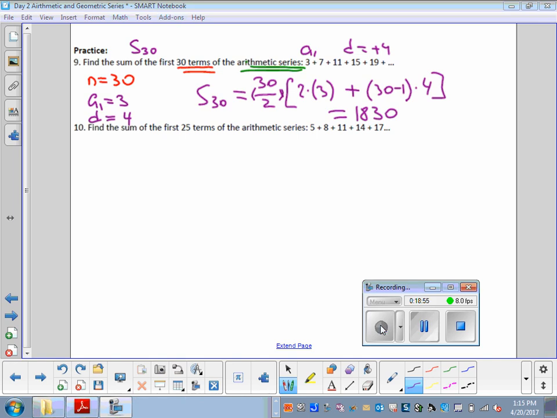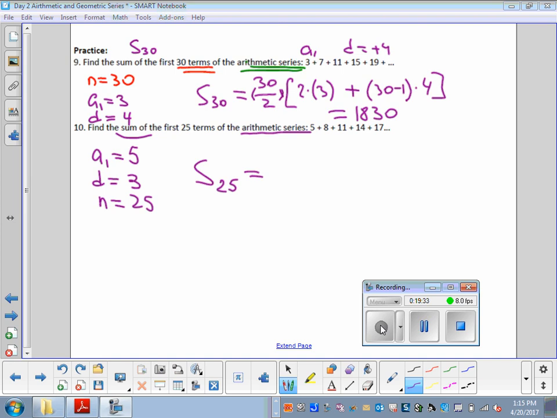So let's try the next one. Find the sum of the first 25 terms of the arithmetic series 5 plus 8 plus 11 plus 14 plus 17 and so on. So what do I know? I know it's an arithmetic series. I know my a1 is 5. What is my d? 3. And what is my n for my series? 25. Since I want the sum, it means that I want S25. Which formula is easier for me to use? The second one, because I don't know the a25.